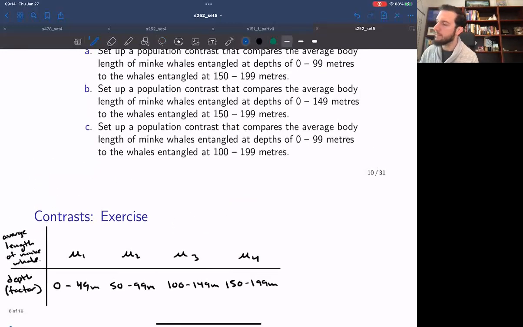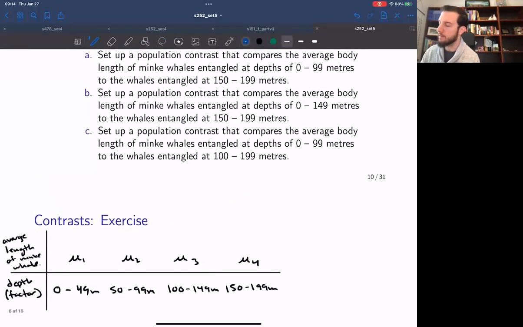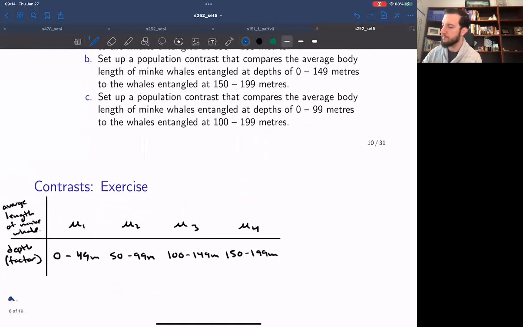So in part A, it says, set up a contrast that compares the average body length of minke whales entangled at depths of 0 to 99 meters, so we're combining 2 groups here, to the whales entangled at 150 to 199. So we're excluding group 3, and we want to take the average of group 1 and group 2.